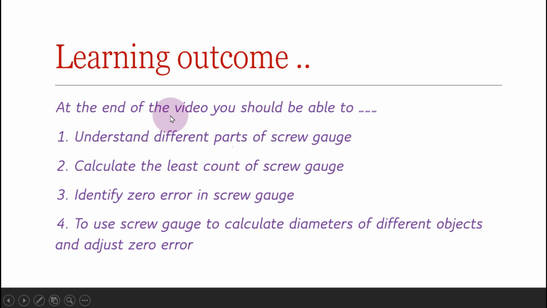The learning outcomes of today's lesson are to understand the different parts of the screw gauge, to calculate the least count, to identify the zero error, and to use this device to calculate different diameters and to adjust for zero error if any.